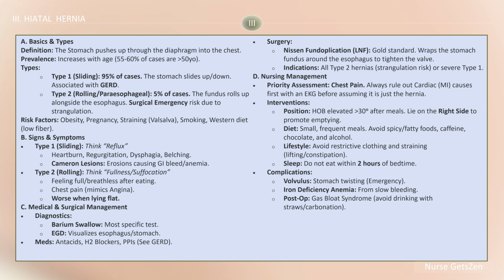Hiatal hernia. We have the stomach pushing up through the diaphragm into the chest. Around the 50s the prevalence increases. Here are type 1 and type 2. I said, like, how do you care for patients with type 1 and type 2. We have the signs and symptoms for type 1 and for type 2.